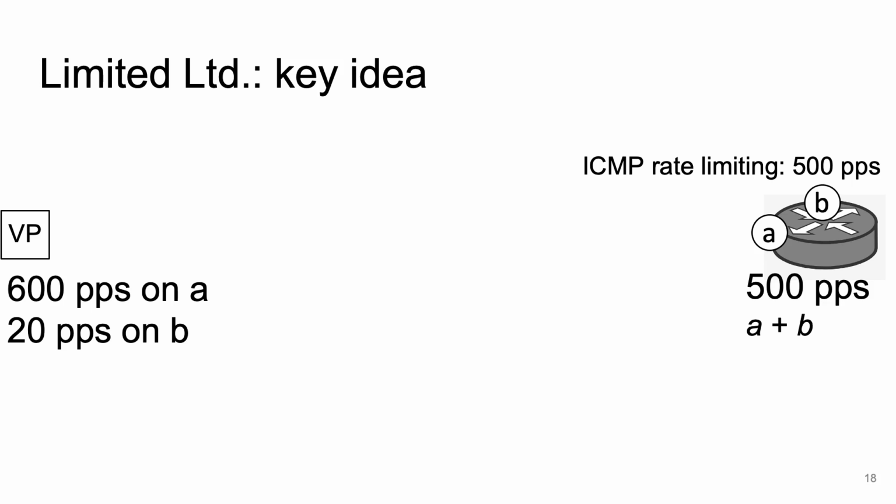Here we have a VP, or vantage point, a router, and 2 interfaces, A and B, and the router has an ICMP rate limit of 500 packets per second. For example, let's suppose that we send 600 packets per second on A, so that the router will be rate limited, and we send 20 packets per second on B. Let's see what we observe. We will observe losses from both A and B. And that is the signature that Limited leverages in order to classify A and B as aliases.